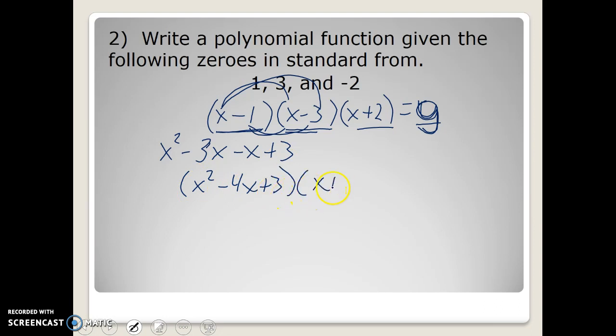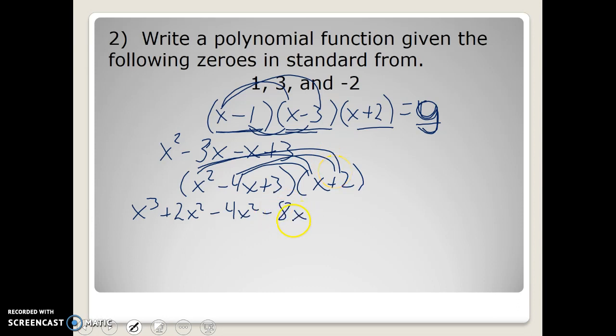Well, then I'm going to multiply that times my other factor, which is x plus 2. So again, I'm going to FOIL here. X squared times x is x to the third. X squared times 2 is 2x squared. Then I'm going to multiply my negative 4x out. Negative 4x times x is negative 4x squared. Negative 4x times 2 is negative 8x. 3 times x is 3x. And 3 times 2 is 6.